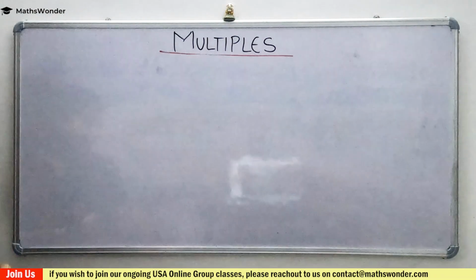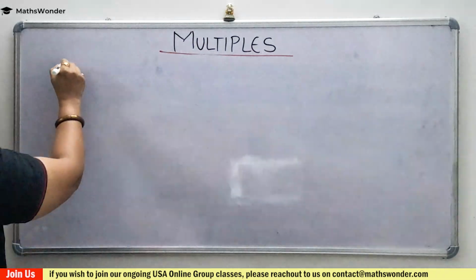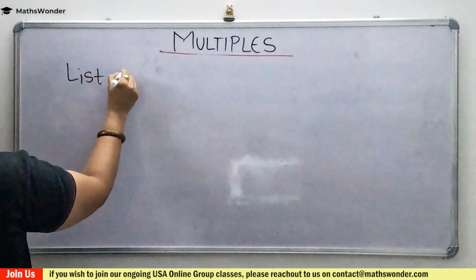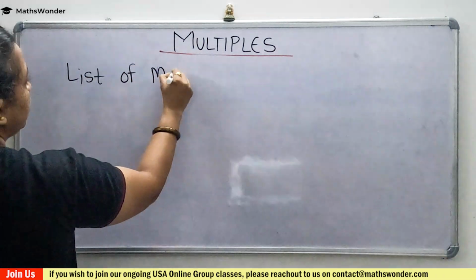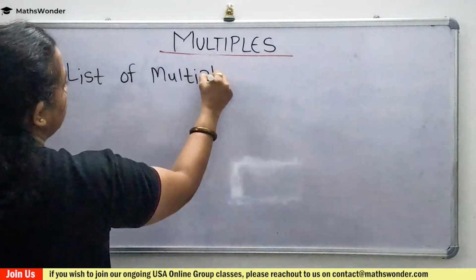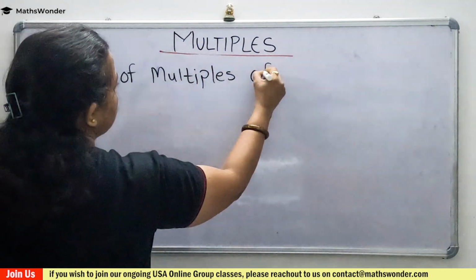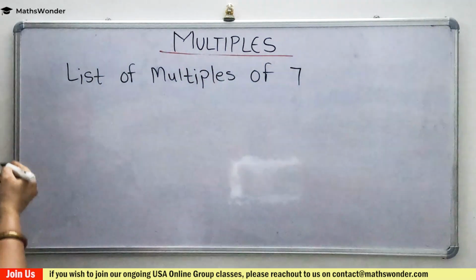Okay, anyways, now come to the question. List the multiples of 7. This is the example number.